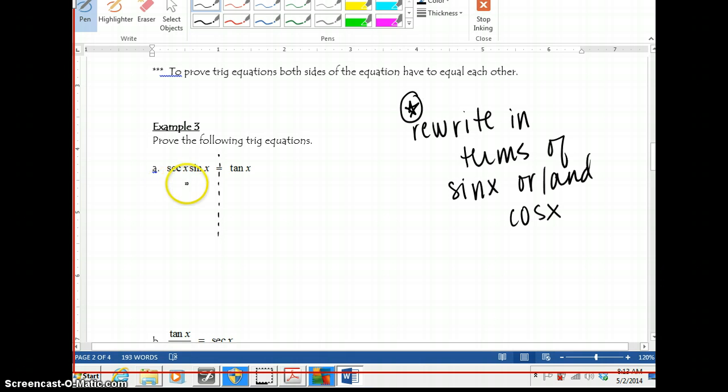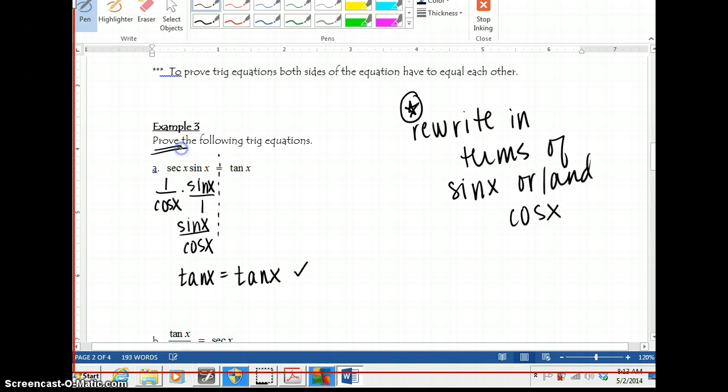When we look at A, secant. Secant is a reciprocal of the cosine function, so I'm going to start there. Sine of x can't be rewritten at all. I can put sine over 1, top times top, bottom times bottom. What's sine divided by cosine? That is what the tangent function is defined as. So I end up with tangent on the left, and I started with tangent on the right. So we just proved that that identity is true.